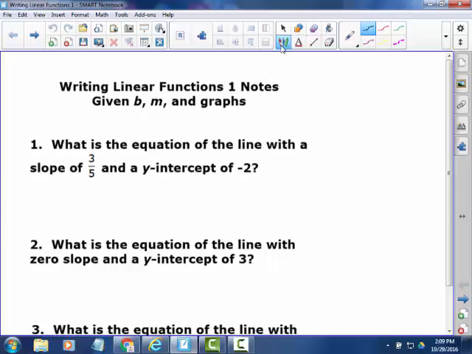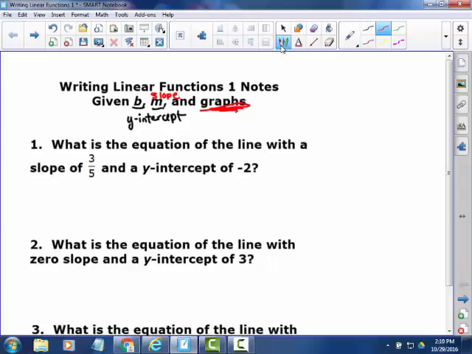Okay, so this is saying you're going to be given b, which of course is your y-intercept, and m, which is your slope. And given graphs. The graphs are going to be important because from the graph you should be able to figure out the y-intercept and the slope.